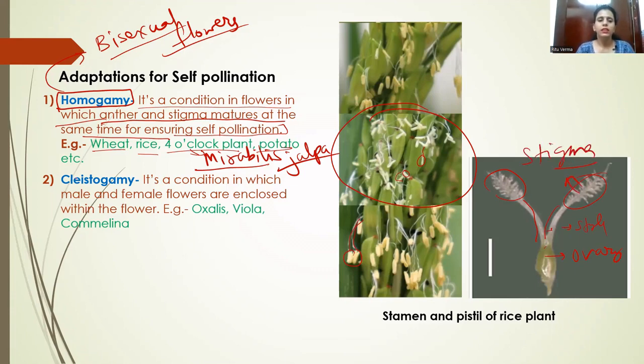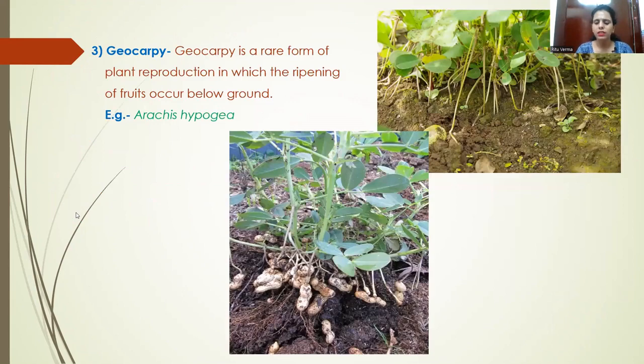The second adaptation for self-pollination is cleistogamy. Cleistogamous flowers are small, inconspicuous flowers. They are not easily noticeable, and in them the petals are completely closed. As the petals are completely closed, the stamen and the pistil present inside are also enclosed completely inside the flower. The examples are Oxalis, Viola, Commelina. So in cleistogamy, the male and female reproductive organs are completely enclosed inside the flower.